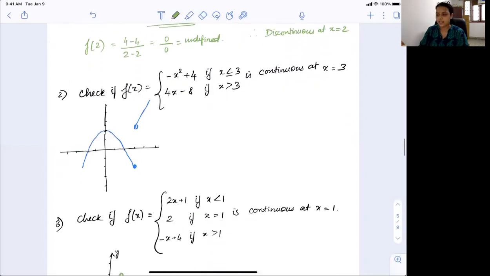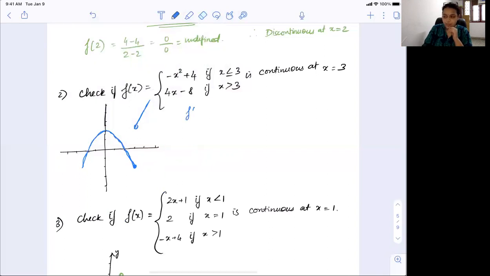Let's look at the second example. So we have this piecewise function, which is defined to be x squared plus 4 for all values of x less than or equal to minus 3, which is what I've drawn in this parabola here. And it's defined at x equals 3 for values of x less than or equal to 3. For values of x greater than 3, it's going to be 4x minus 8. Is this function continuous at x equals 3?